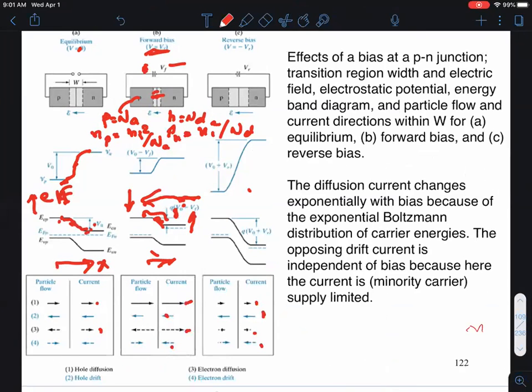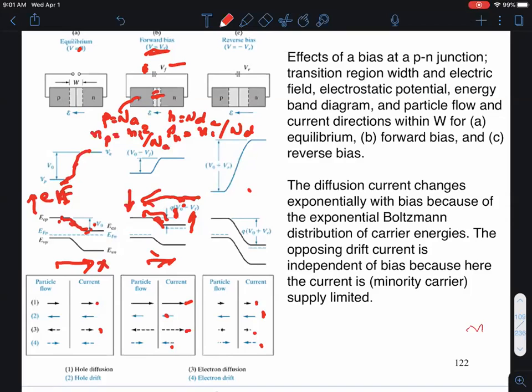Okay, good morning. So last time we were talking about the current voltage characteristics of a PN junction in forward and reverse bias. Since that's such an important topic, I want to quickly review what I discussed last time. Over here, we're looking at the PN junction in equilibrium, middle row in forward bias, and the third column in reverse bias.